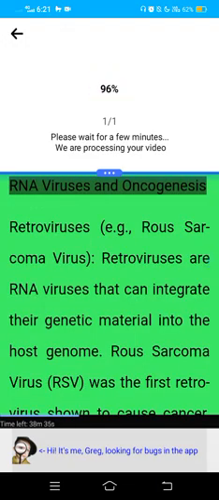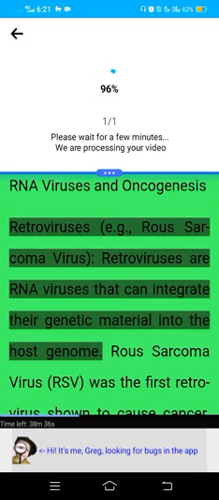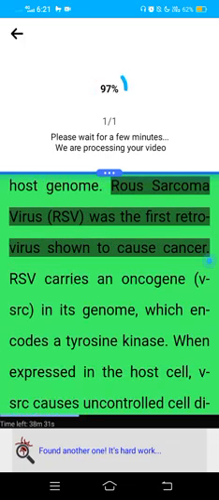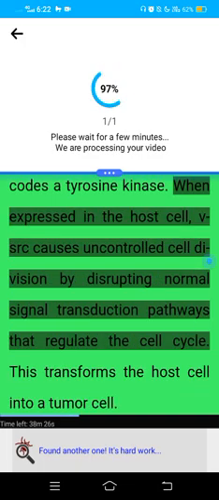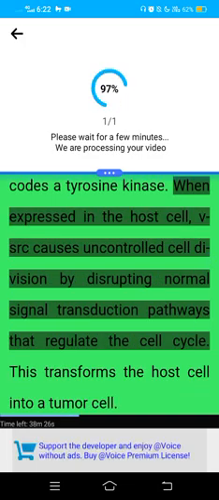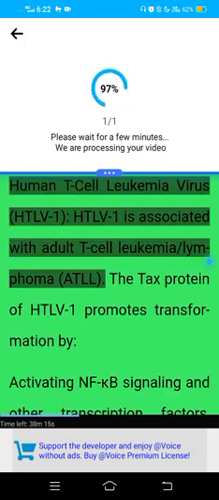RNA viruses and oncogenesis. Retroviruses, e.g., Rous sarcoma virus. Retroviruses are RNA viruses that can integrate their genetic material into the host genome. Rous sarcoma virus (RSV) was the first retrovirus shown to cause cancer. RSV carries an oncogene, v-SRC, in its genome, which encodes a tyrosine kinase. When expressed in the host cell, the SRC causes uncontrolled cell division by disrupting normal signal transduction pathways that regulate the cell cycle. This transforms the host cell into a tumor cell.